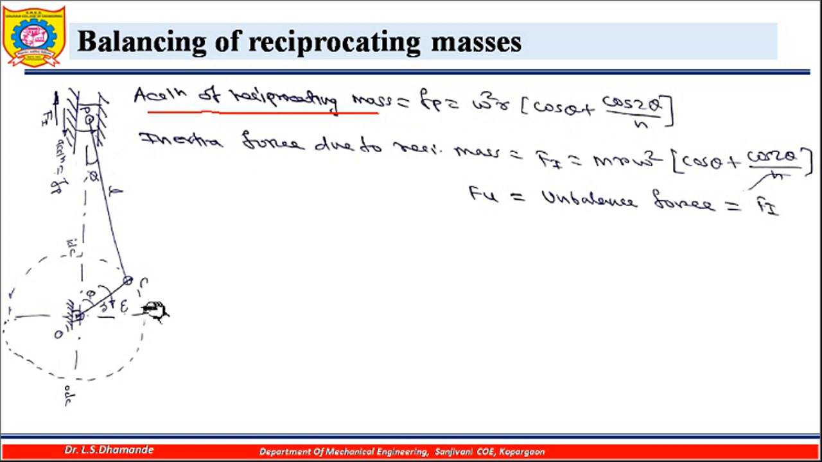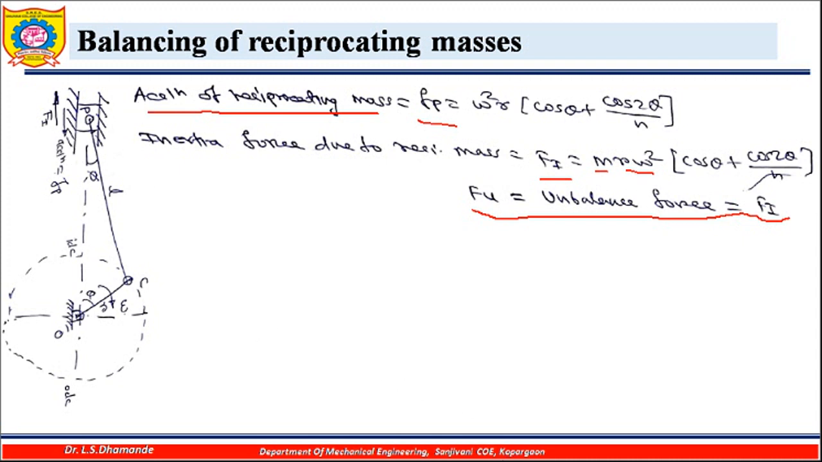In theory of machines, the analysis of this mechanism is already studied, so we use the equation of acceleration of the piston directly: omega square r into cos theta plus cos 2 theta by n. To get the inertia force due to the reciprocating parts, Fi, I multiply this acceleration by the mass. So mass into acceleration gives m r omega square into cos theta plus cos 2 theta by n. This is the total unbalanced force, which is equal to the inertia force acting on this mechanism.